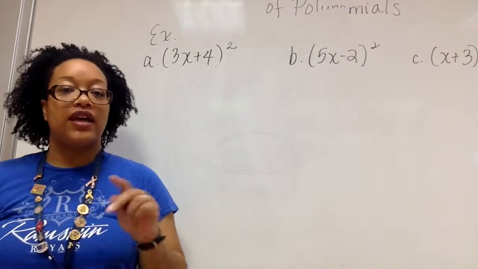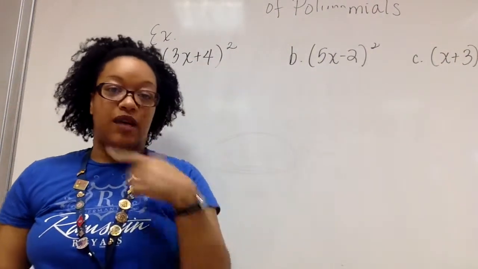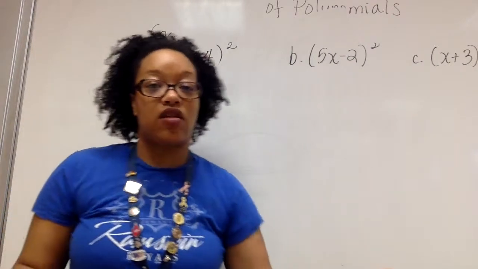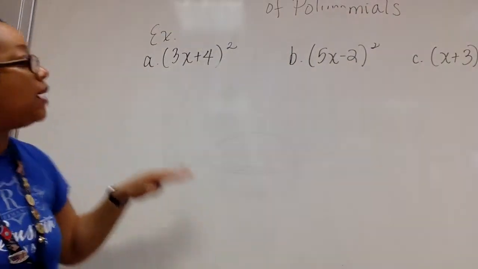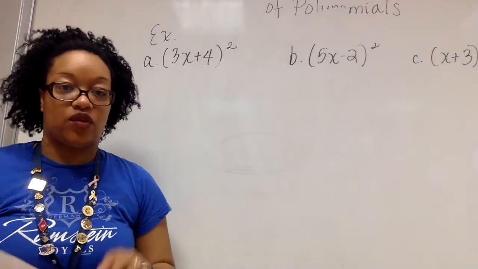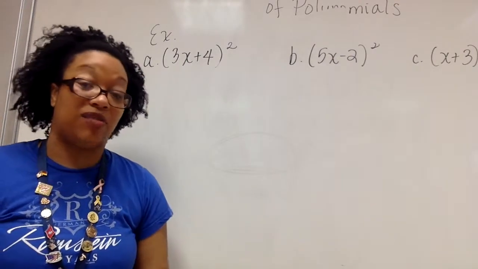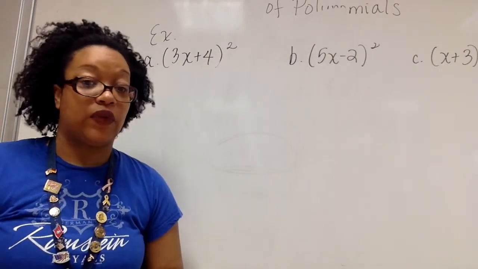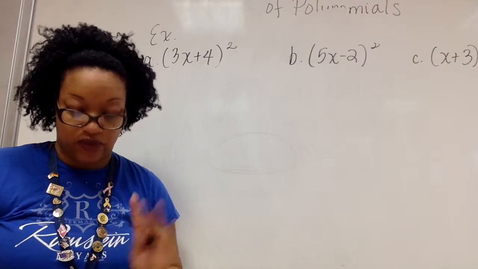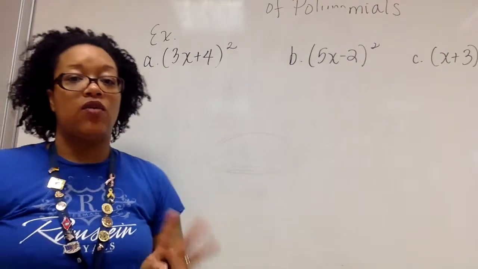All right, so let's try a couple of examples to practice the square of a binomial. I'm only going to give you A, B, C. So if you have a letter D, just cross that out because you may not even have room to do a D problem. We'll just cross that out.